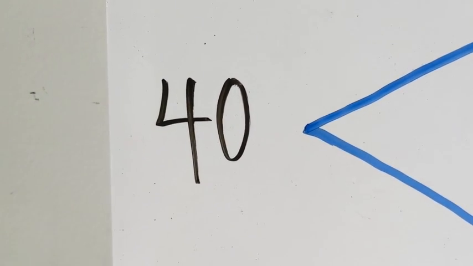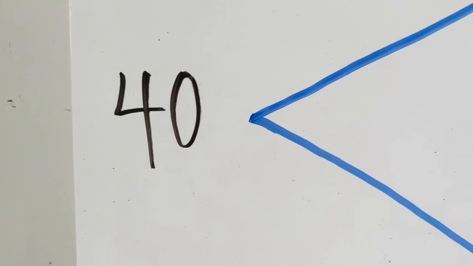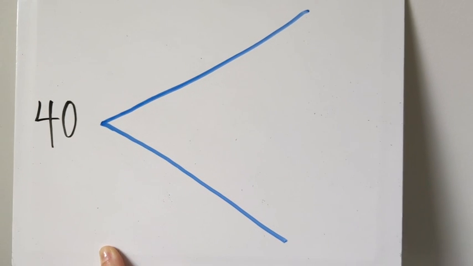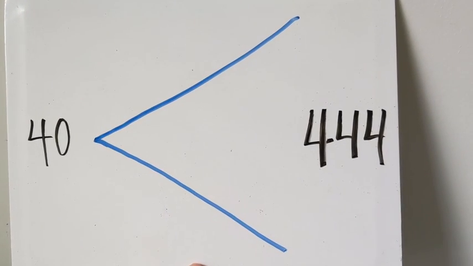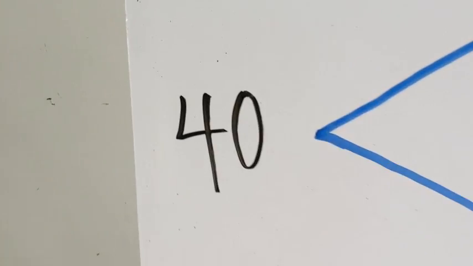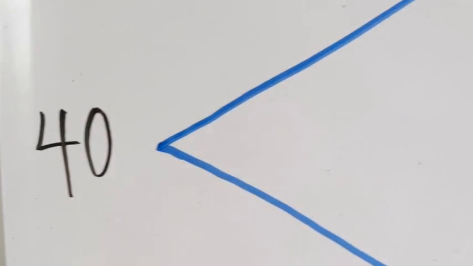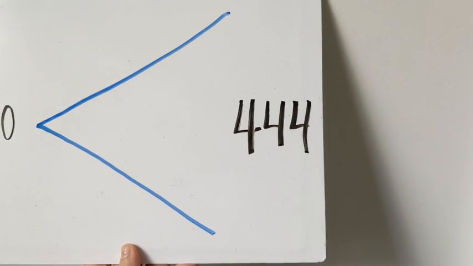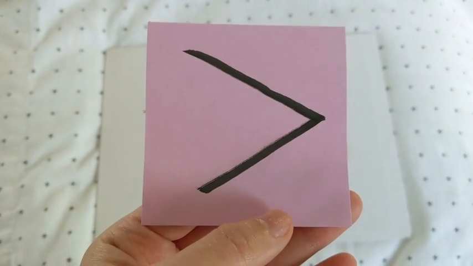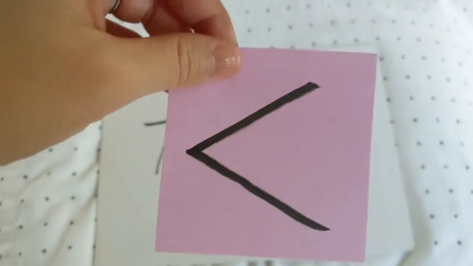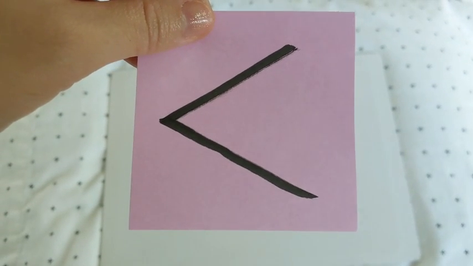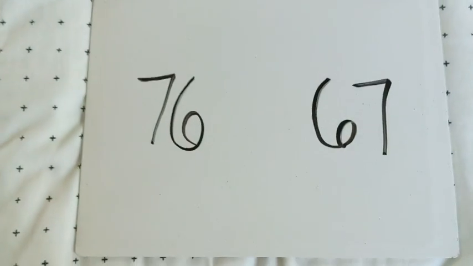So what number do you think should be on the other side of this less than symbol? That looks about right. 444, what a great number. So 40 is less than 444. All right, so now you know how to use this greater than symbol, or it can be called the less than symbol. But I want to see if you can figure this out.